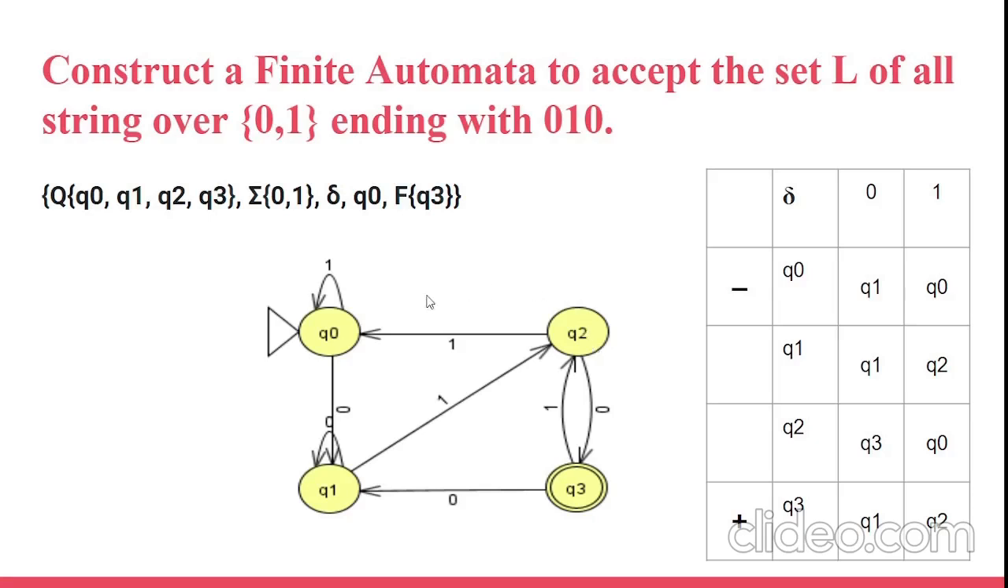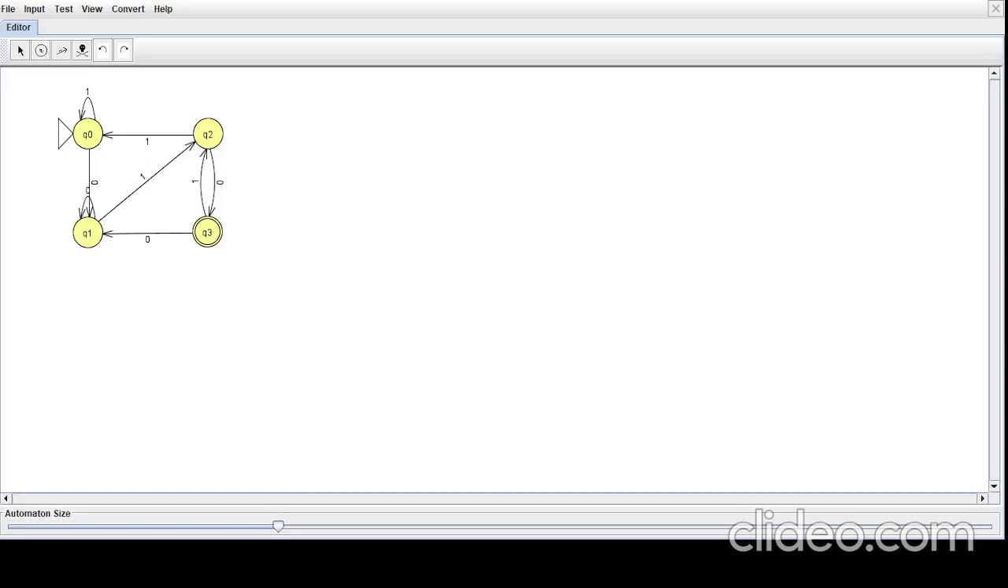To generate the finite automata for strings ending with 010, I have created a finite automata which contains 4 states: q0, q1, q2 and q3. q0 is the initial state and q3 is the final state. Based on the input, it changes its states. I have used JFLAP to simulate the finite automata. Let me share the screen.